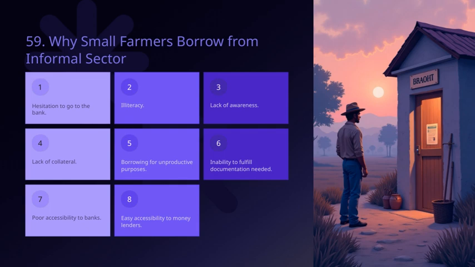Illiteracy further complicates matters, as it impairs the ability to understand loan terms or fill out necessary paperwork. Hesitation to go to the bank is common too. Many farmers feel intimidated or uncomfortable with formal financial institutions, which can seem distant or complicated. All these factors together explain why many small farmers prefer informal borrowing, despite the risks involved. It's a combination of accessibility, awareness, and practical barriers that drive this reliance on informal sources.